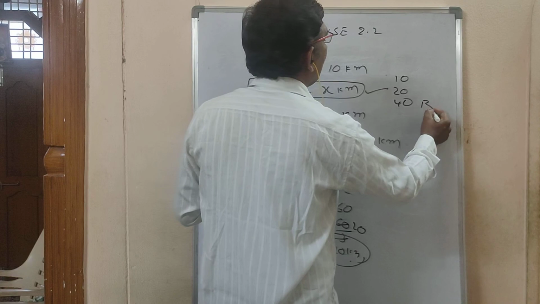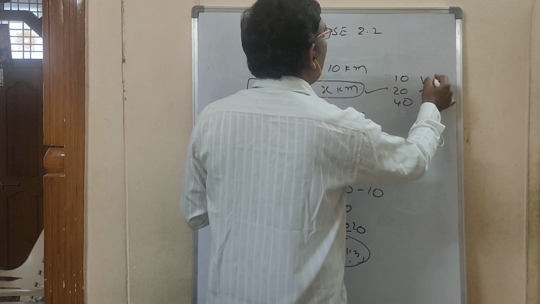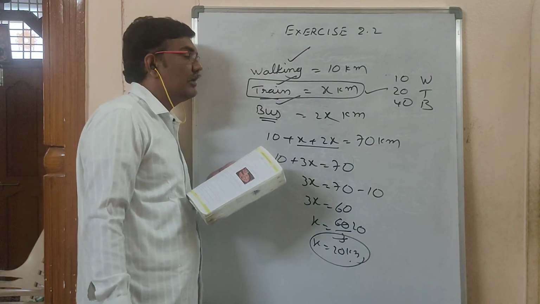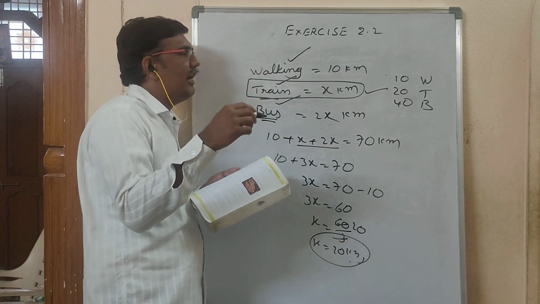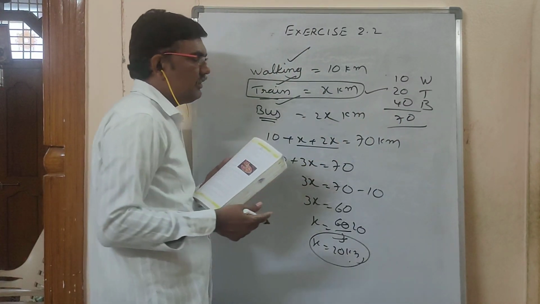By bus he travelled 40. By train he travelled 20 kilometers. By foot he travelled 10 kilometers. Total whole journey how much? If you add these, you are getting 70. Whole journey is also 70 kilometers.